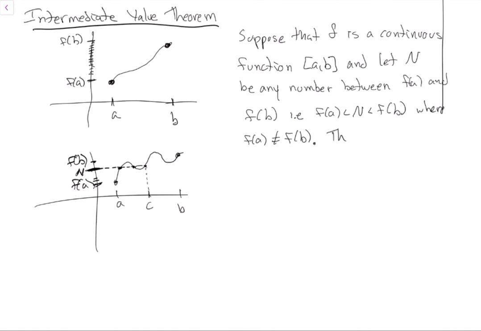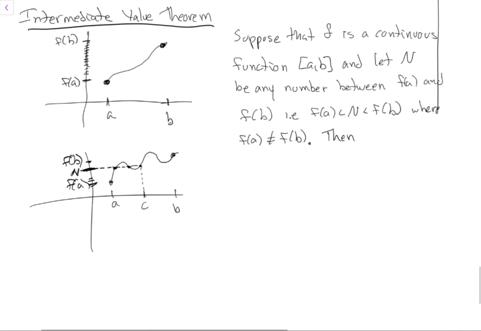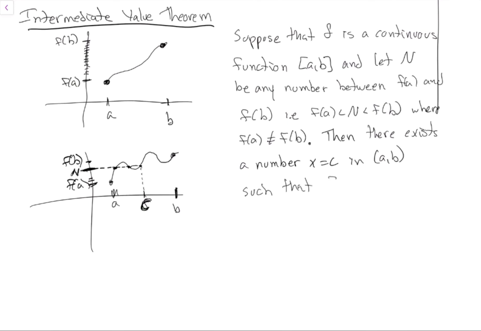So then our conclusion is, as long as f is continuous, there exists a number, I'm going to say x equals c, and that's in the open interval. Right? So we don't want c to be at the endpoint. We want c to be between a and b. It's not going to be at an endpoint. And f(c) will equal that n number.